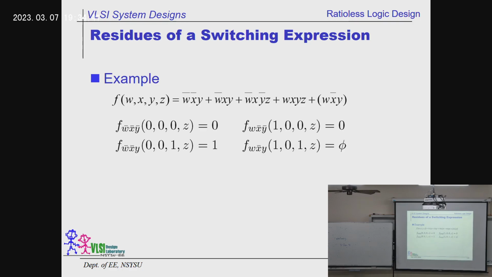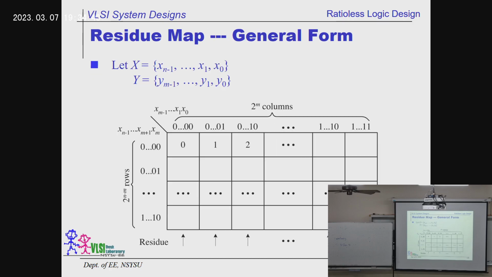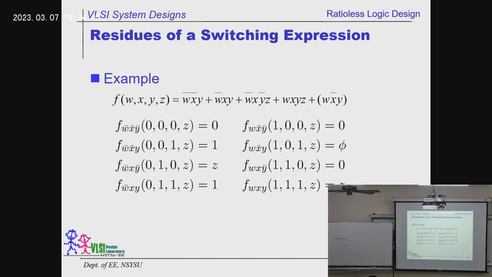We skip all this to get this. Then we follow the same way, a total of 8 residues. They are respective to what you want to do. For example, for the last one, we plug in 1, 1, 1 to get the residue over there, Z. This one goes over there. So this is a switching example.